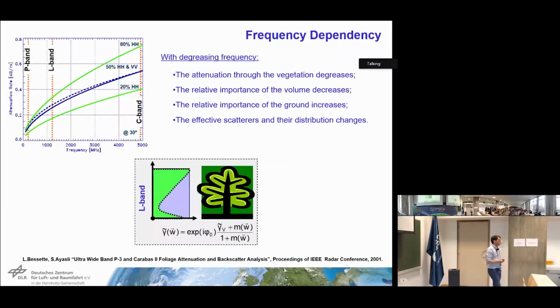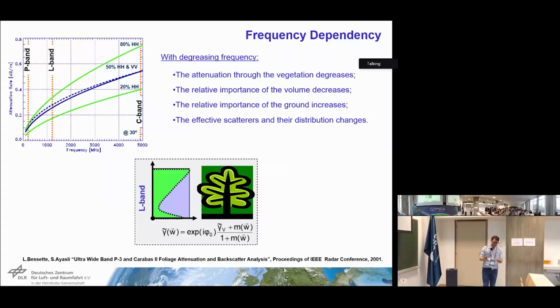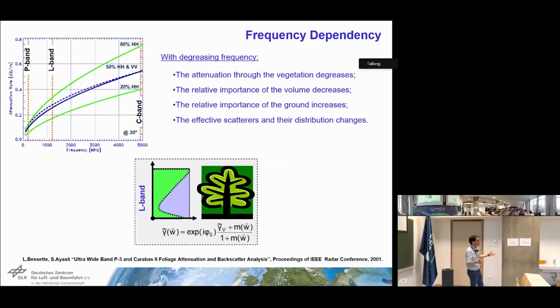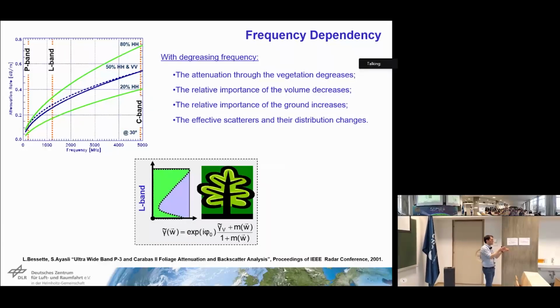Frequency effects. We spoke a lot about frequencies, and I think the most important frequency effect is that if you change frequency, you change the propagation of the wave. If you increase the frequency, the electromagnetic waves are more and more attenuated through the volume, so you penetrate less. Then, if you increase the frequency, you decrease the wavelength, so you are more and more sensitive to scatterers which are smaller.